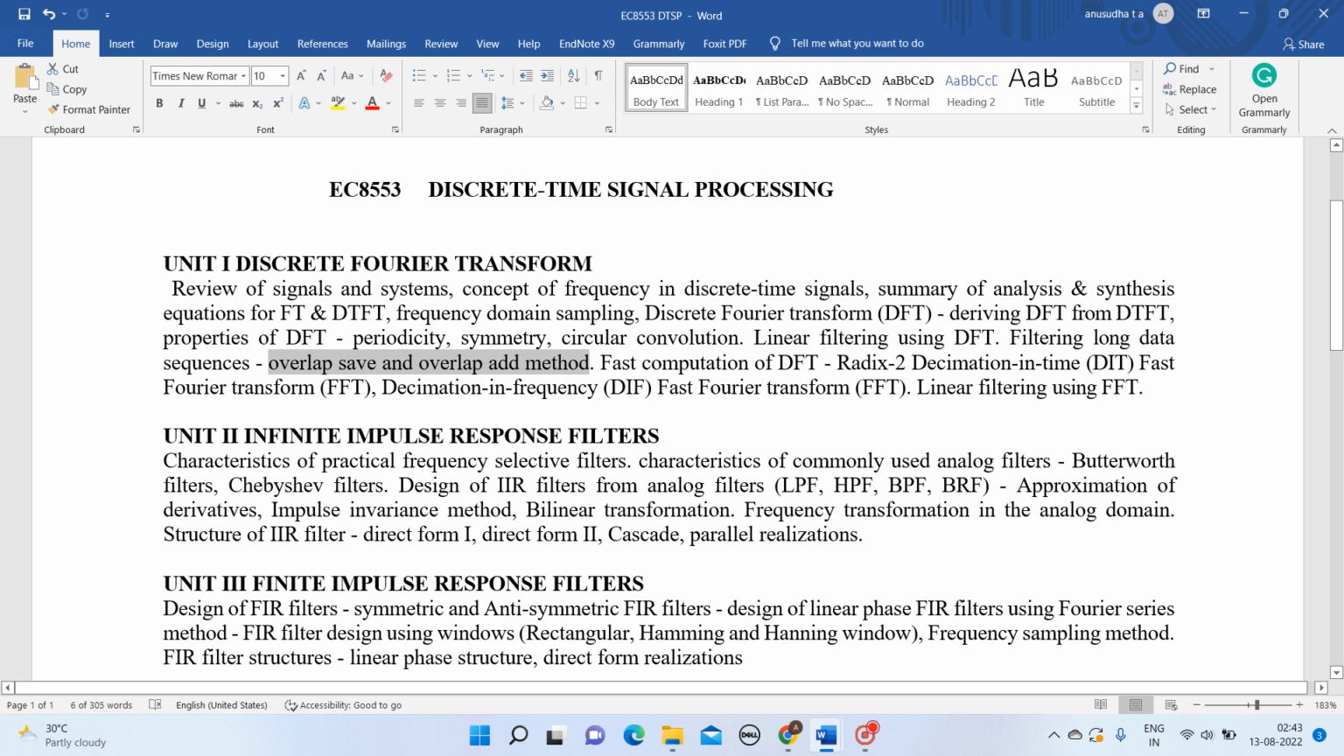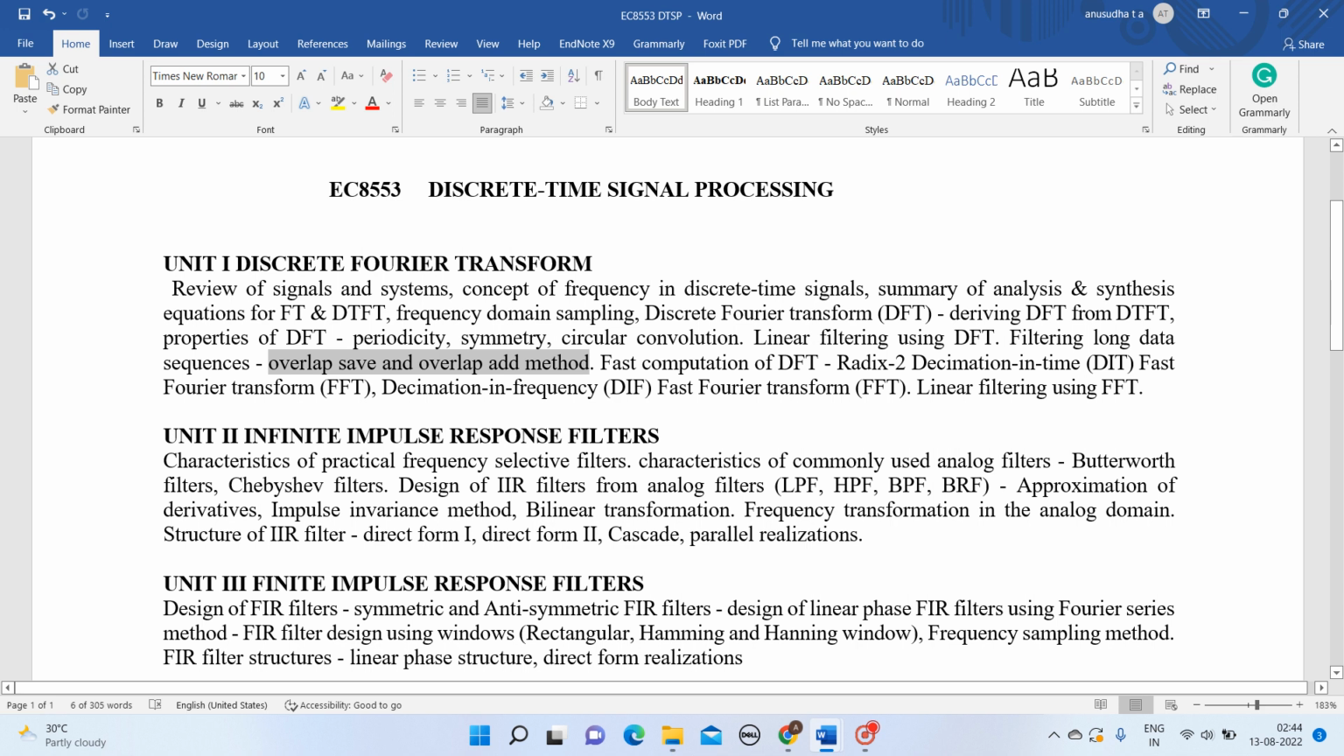And the final subsection is fast Fourier transform. It is an advanced version of DFT. It will compute the DFT very fast. That's why they have given the name fast Fourier transform.